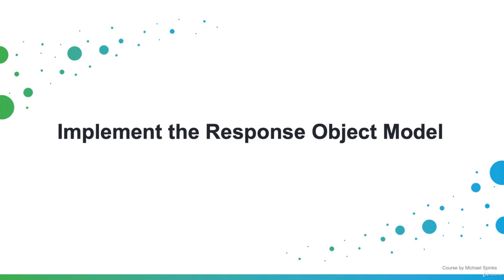In this video, we're going to implement the response object model. The response object model is responsible for the return of the JSON response to the end user or client. So let's get started. The first thing we need to do is to create an htaccess file.